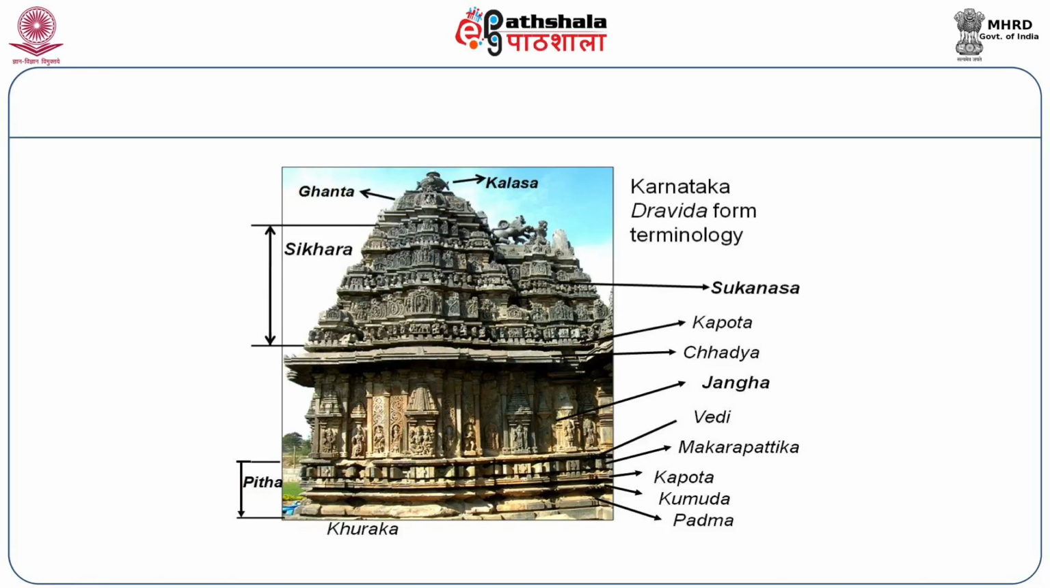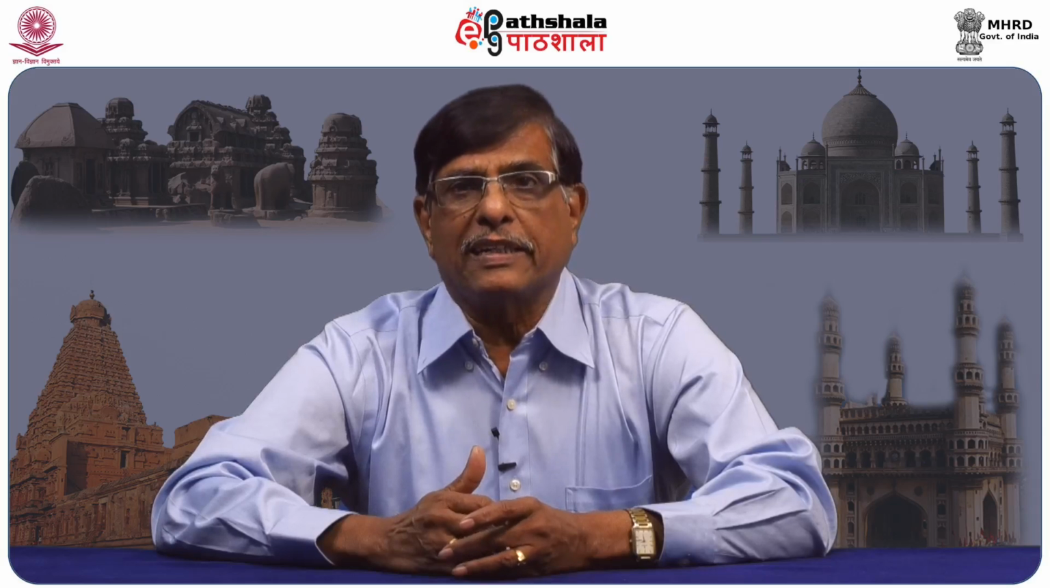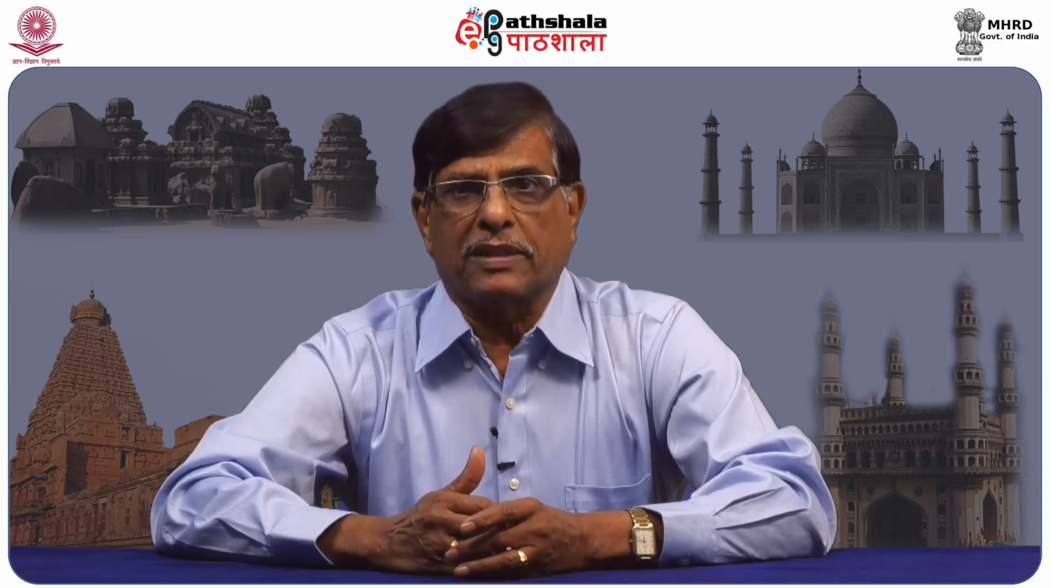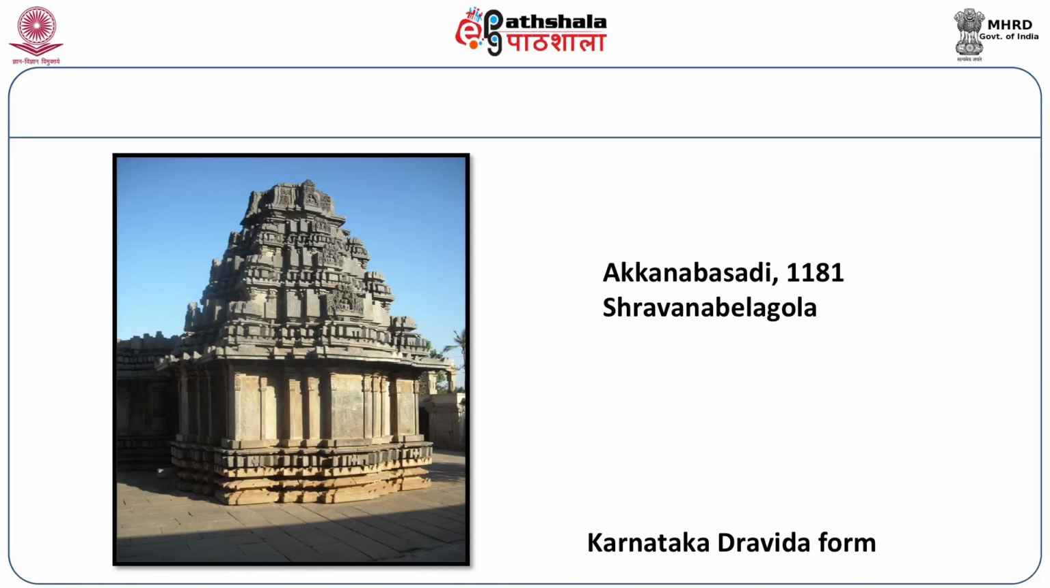There is a Shukanasa also, which is invariably found in Karnataka Dravida temples built by the Hoysalas. There are sub-components which are clearly demarcated by showing arrow marks and mentioning their names. Though Hoysala temples are well known for delicate carvings on them, there are some temples which are having very simple appearance. For example, this one, an example from Shravanabelagola, is Akkana Basadi, a Jaina temple.